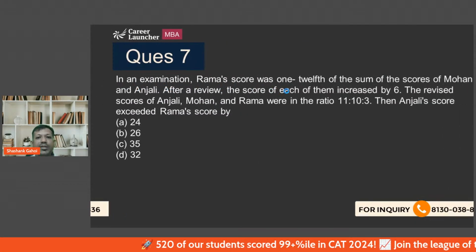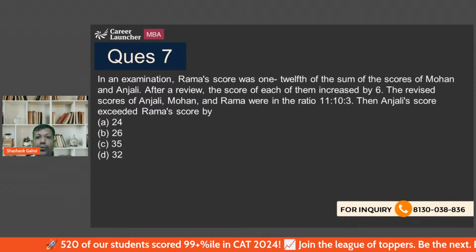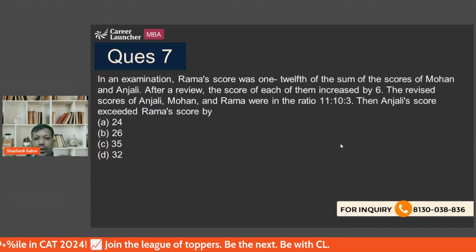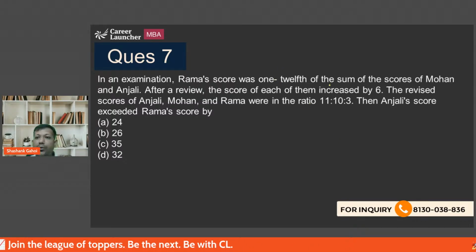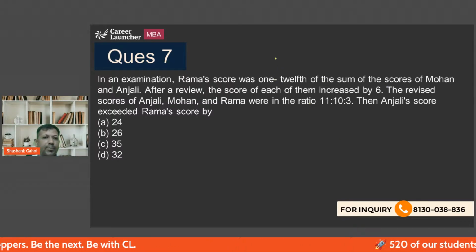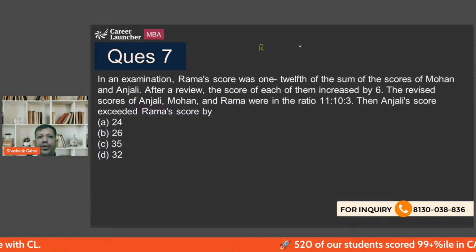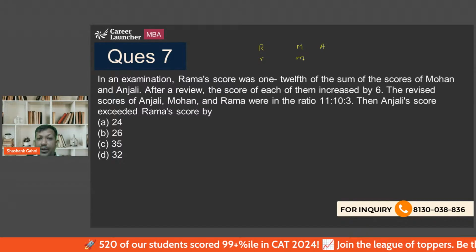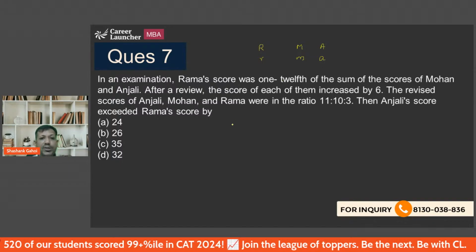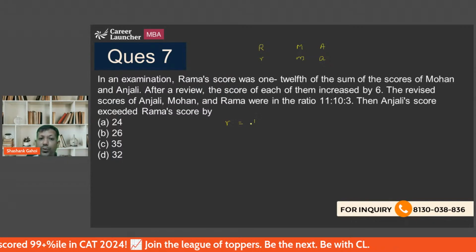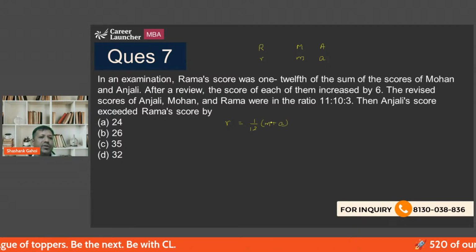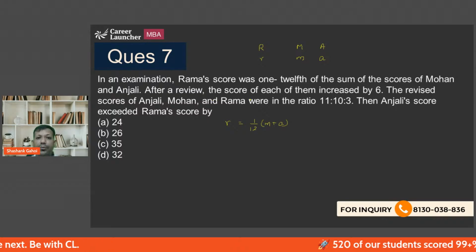Okay, now let's move on to the next one. What does it say? In an exam, Rama scored 1/12 of the sum of Mohan and Anjali. So we have three people: Rama, Mohan, and Anjali. Rama's score is R, Mohan's score is M, Anjali's score is A. So the question says that Rama's score is going to be 1/12 of M plus A. That is the first statement. After the review, each of their scores increased by 6.